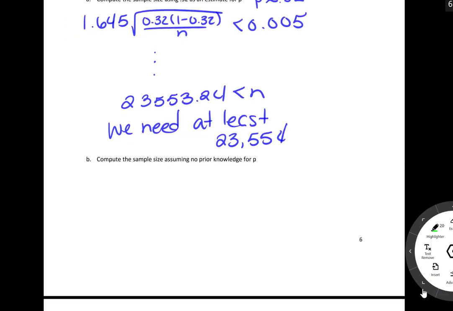So we could compute the sample size assuming no prior knowledge for p. Remember that we had shown before that the variance of p hat is maximized when p is equal to a half. So we're going to do the exact same thing that we just did, except now we're going to do this when p is equal to 0.5.